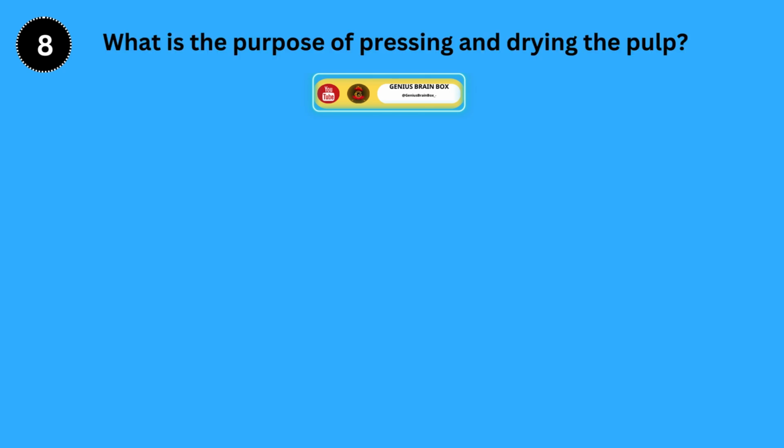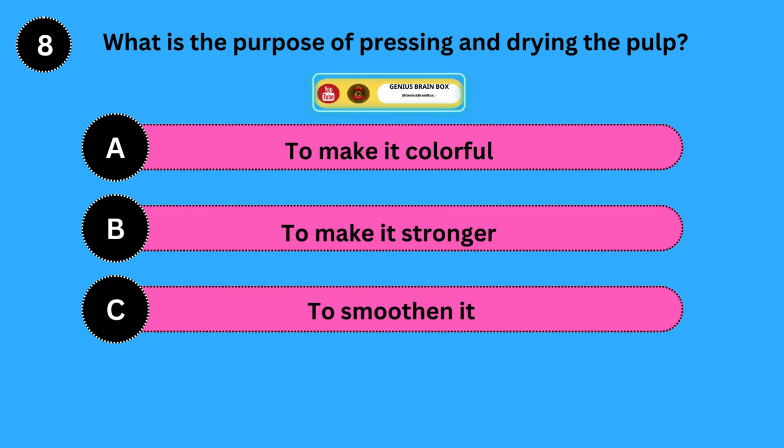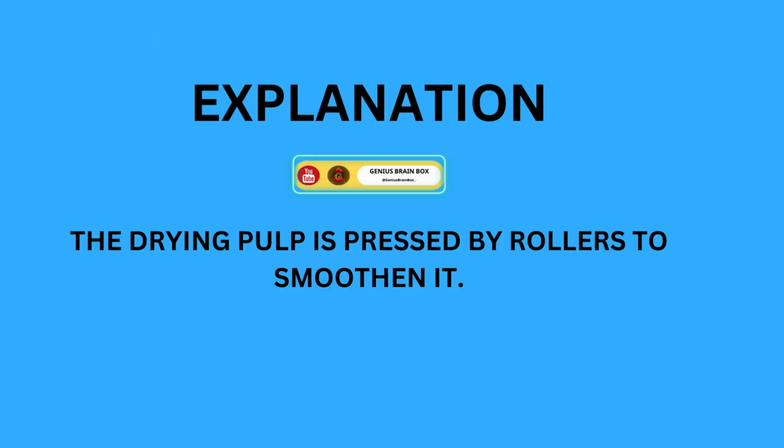What is the purpose of pressing and drying the pulp? Option A. To make it colorful. Option B. To make it stronger. Option C. To smoothen it. Correct answer is... Explanation: The drying pulp is pressed by rollers to smoothen it.